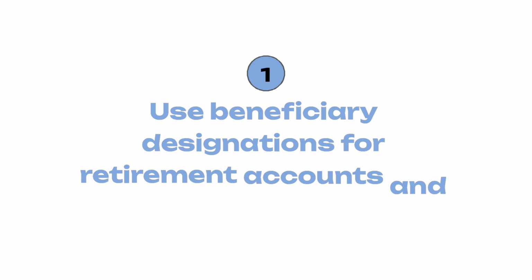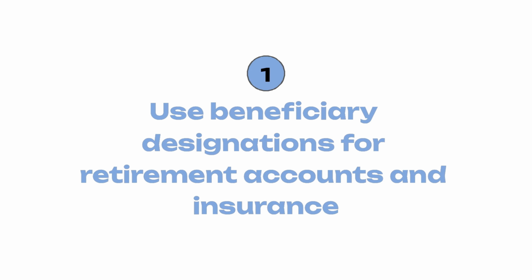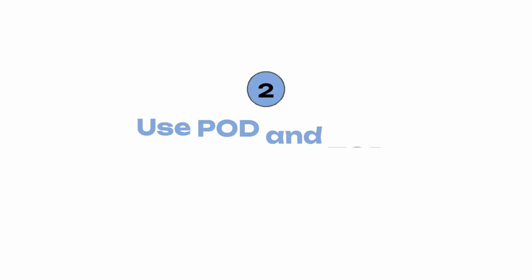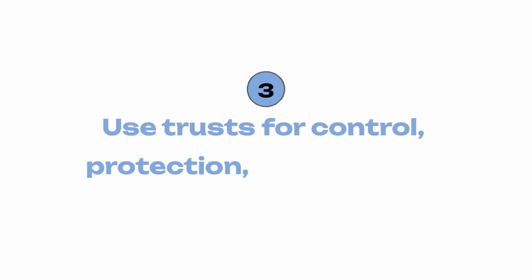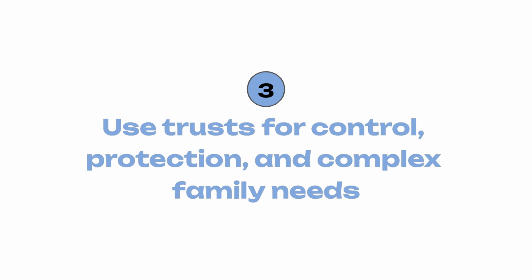Here is a practical framework. Use beneficiary designations for retirement accounts and life insurance because that is how those assets are designed to pass. Use POD and TOD selectively for simple accounts where a direct payout is truly appropriate. Use the trust whenever control, protection, staggered distributions, or family complexity matters.